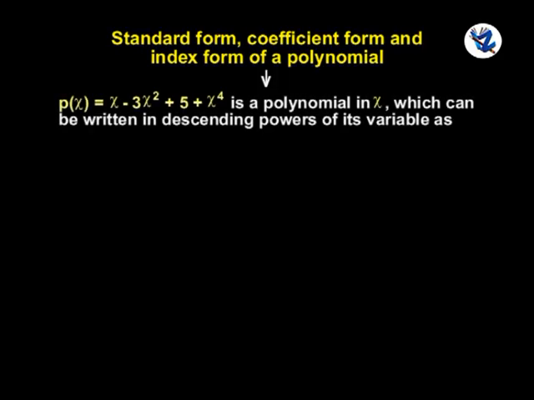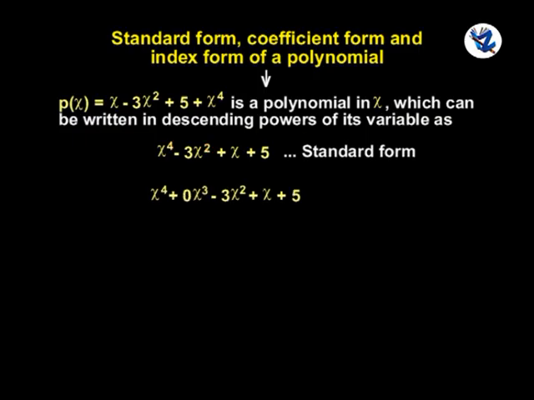Then standard form, coefficient form and index form of a polynomial. p(x) is equal to x minus 3x square plus 5 plus x raised to 4 is a polynomial in x which can be written in descending powers of its variable as x raised to 4 minus 3x square plus x plus 5. This is called the standard form of the polynomial.